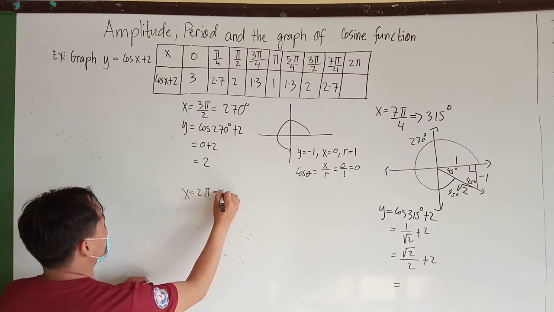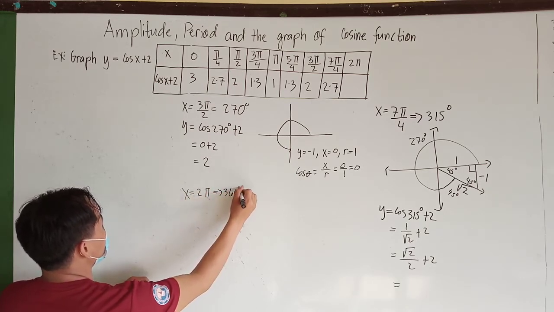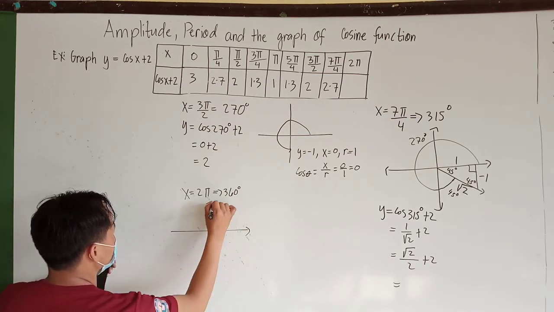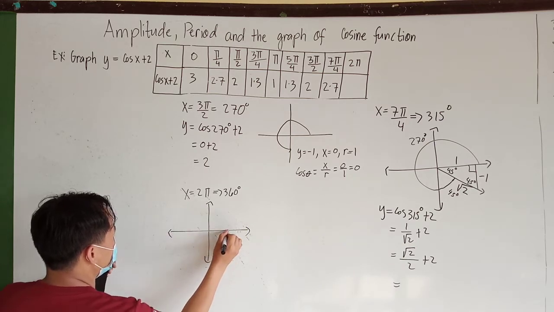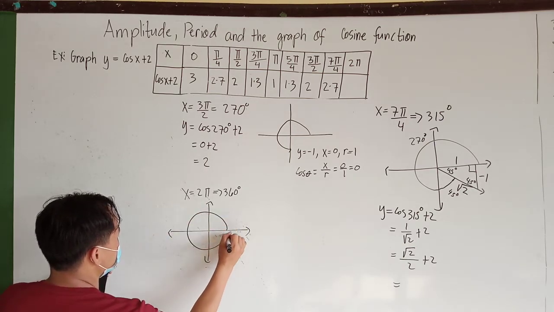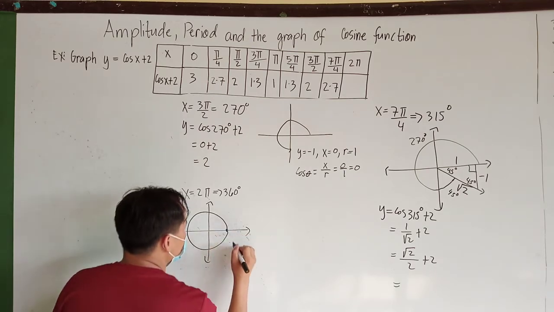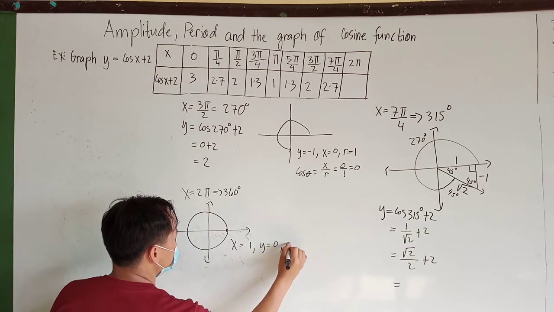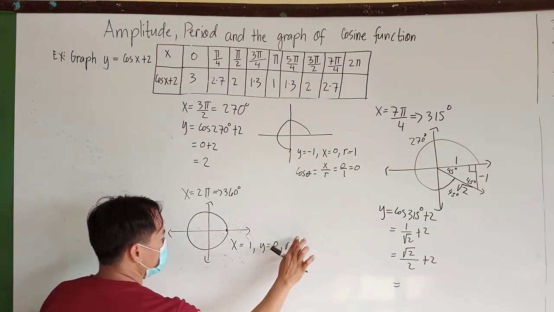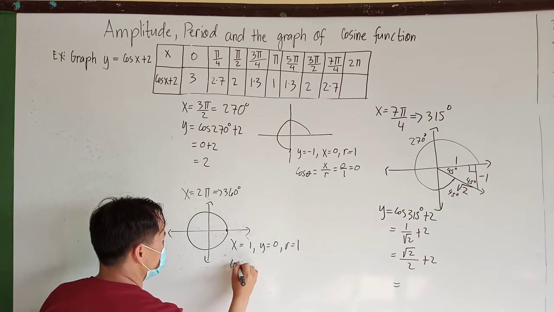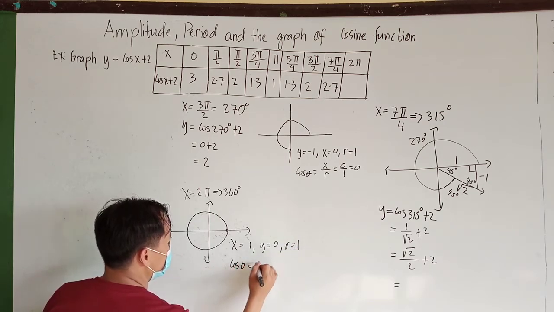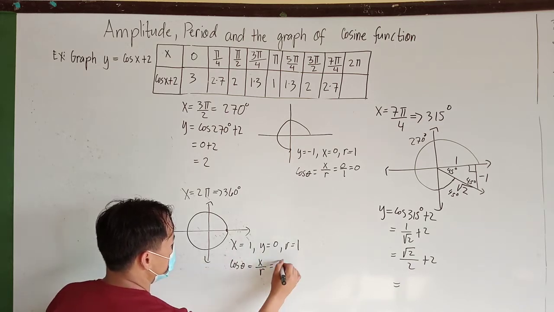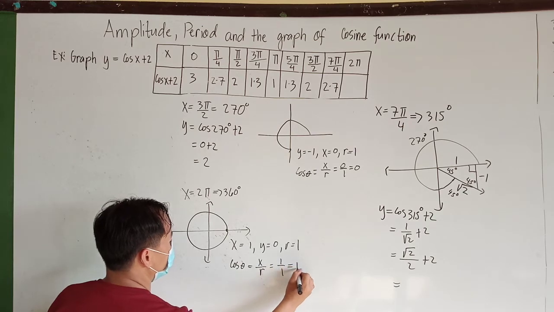That is actually equal to 360 degrees. For the 360 degrees, we have 4 times 90 is 360. So at this time, we know that x is equal to 1, y is equal to 0, and r is equal to 1. We know that cos of theta is equal to adjacent over hypotenuse, x over r. The value of x is 1 and r is 1, so we have 1.